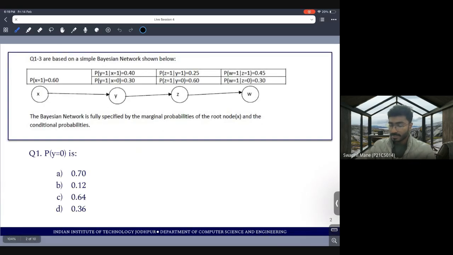First, please read this question carefully and try to solve it yourself. After some time, we will solve it together.